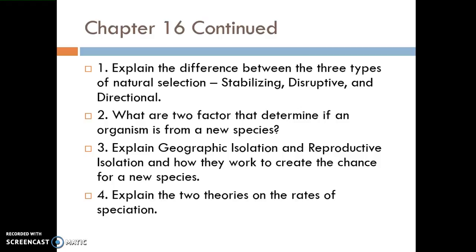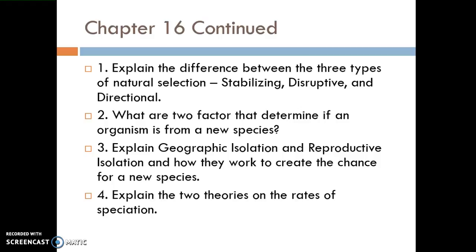All right, more for chapter 16, the difference between the three types of natural selection: stabilizing, disruptive, and directional. So stabilizing would be a normal bell curve. Individuals with the average form of a trait have the highest fitness. Disruptive is when we see two peaks instead of a bell curve. The individuals with either extreme of the trait have the best chance for survival. And then directional, one of the extreme forms of the trait has the best chance of survival.